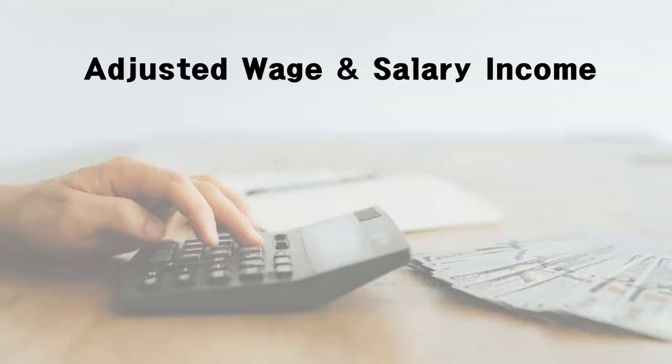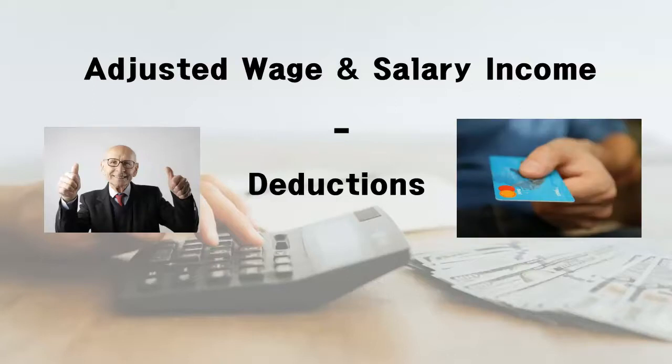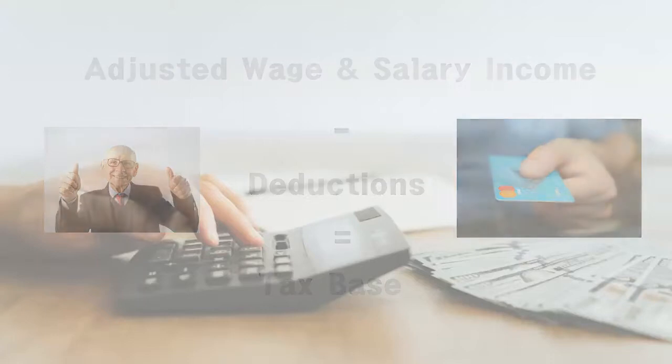From the adjusted wage and salary income, we minus any deductions. There are a lot of deductions that you can get. For example, you can get deductions for pension contributions and domestic spending. This then equals your tax base.